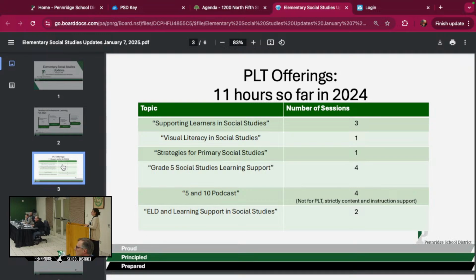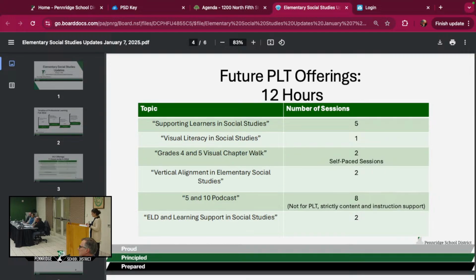Then we had ELD and learning support and social studies. We had 2 sessions on that. ELD and social studies was something that, because we went from only clustering our ELD students at Guth to having them at every elementary school this year for level 3 and above, or level 2 and above, it's something that we have to discuss as modifications, accommodations, and any other instructional supports that those students need, along with learning support. So that was 11 hours so far.